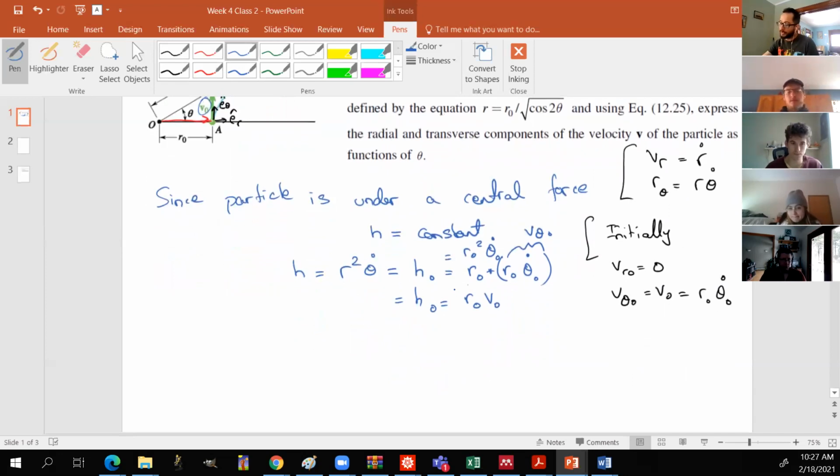What that allows us to do is write our theta dot term. We can write that theta dot is basically just equal to r naught times v naught divided by r squared, like that.